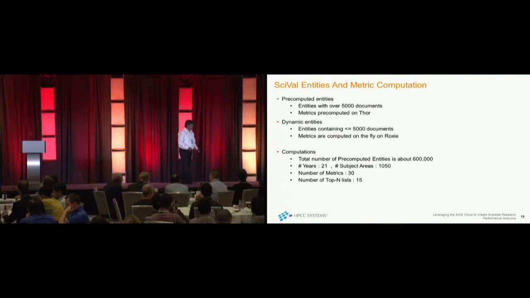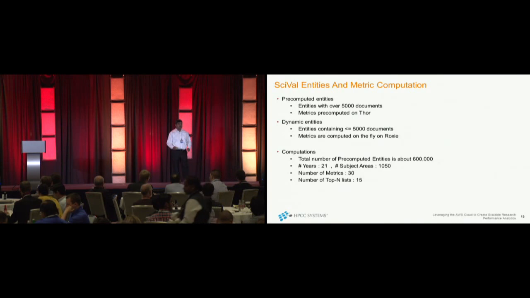So we have over 600,000 pre-computed entities, and with 21 years that we support from 1996 to the current year, and over 1,000 subject areas that we support, you can see the amount of computation and storage power required to pre-compute 30 metrics. And in addition, we compute several top-N lists as well, which requires even more computation power and storage capacity.